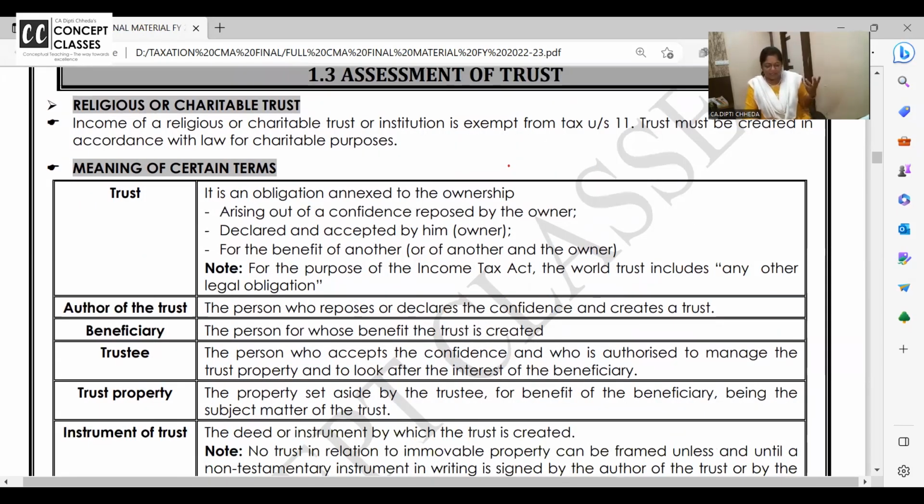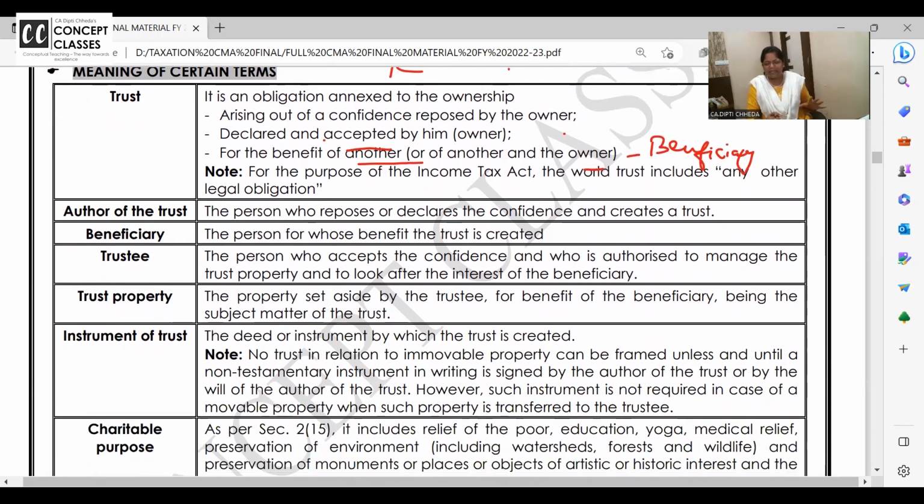Now, what is a trust? It is an obligation annexed to ownership, arising out of confidence declared and accepted by the owner for the benefit of the other person. So, the other persons, all the members of the trust, are called what? Beneficiaries. Just understand the meaning of all this, and you can write R for reading, where this is to be learned exactly because this is the latest amendment. I've already given it in bold.